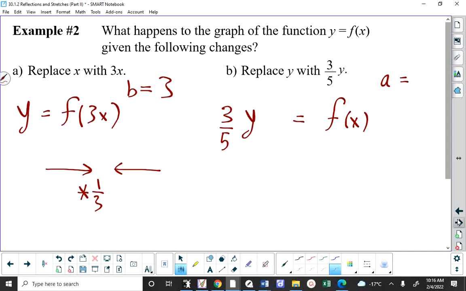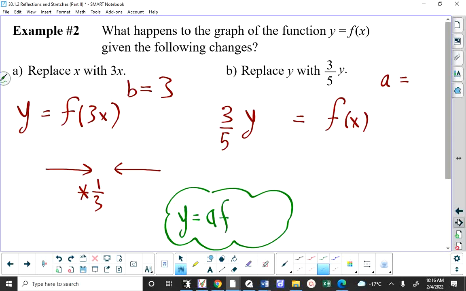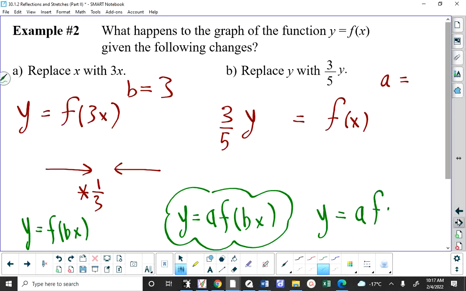What is the value of A? Keep in mind, this is our template today: y equals a f of bx. This is our template. And in question A, we were just using y equals f of bx because there was no A. Well, there was, but A was 1. Over here, we're using y equals a f of x. Who can tell me the value of A?